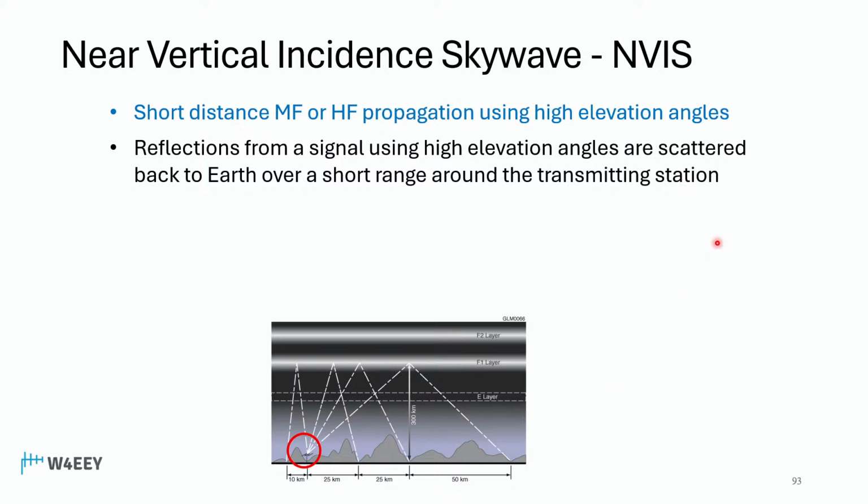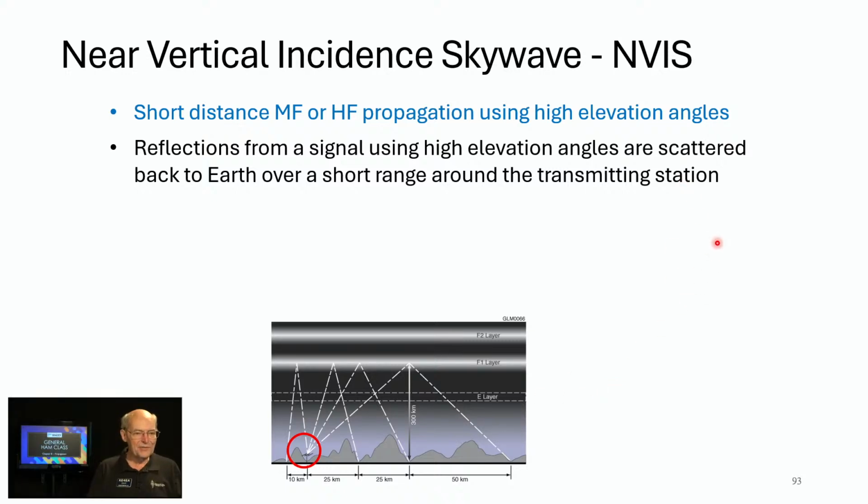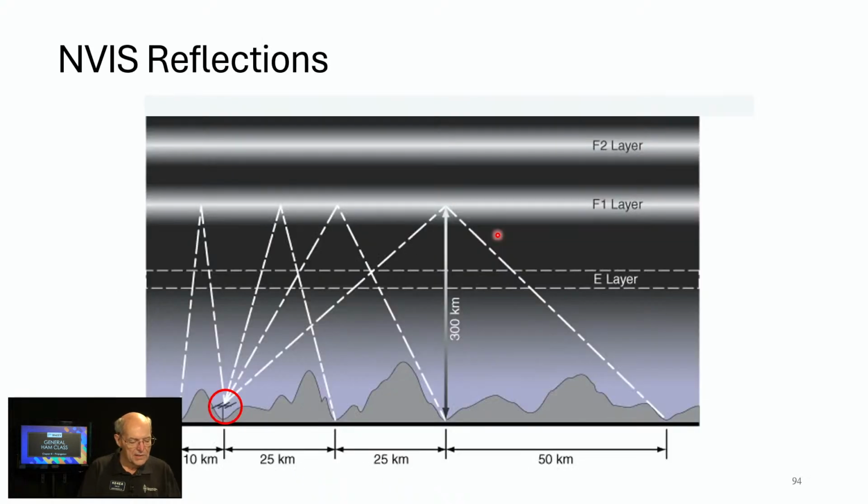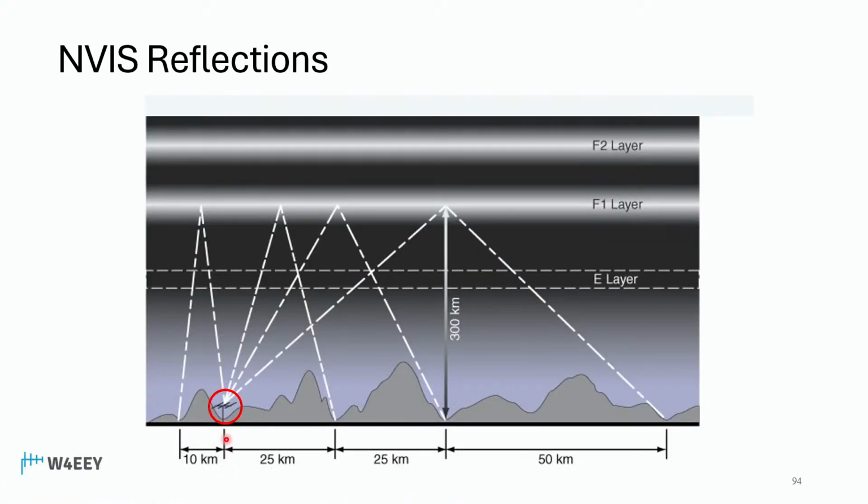Then there's something called near vertical incident skywave. Great big funny term. A lot of people call it NVIS, or NVIS is its nickname. Short distance MF or HF propagation using high elevation angles. I think I've got a bigger picture of that here. Yes, I do. So here's our transmitting station, and we're shooting the signal almost straight up. Not quite, but close to straight up. And if the frequency and the relationships are proper, it can come back down again.